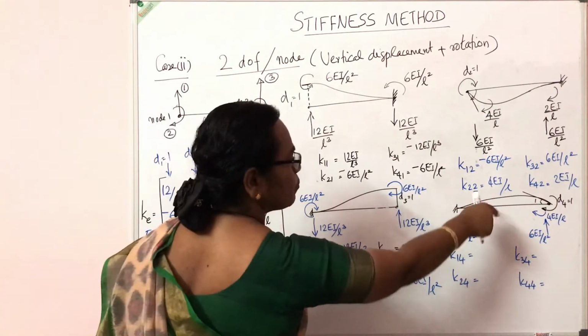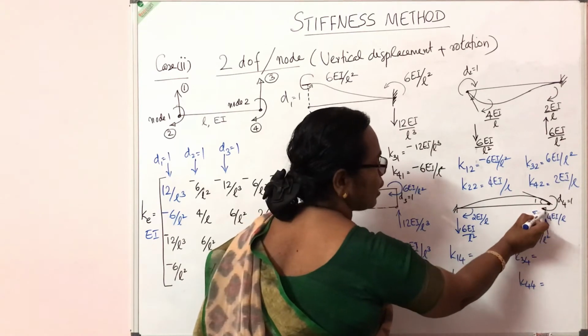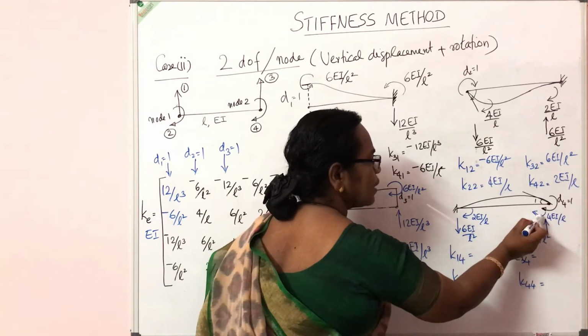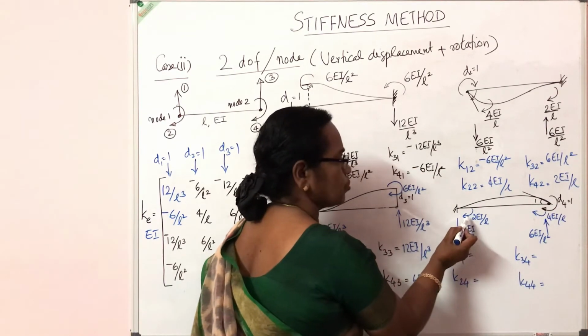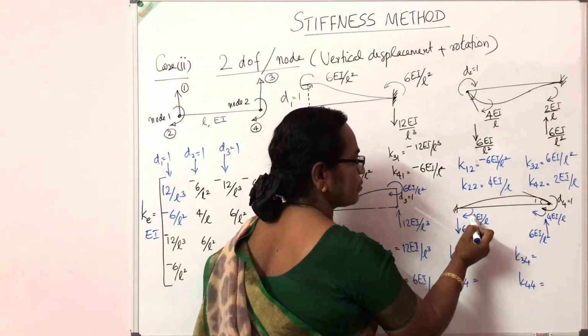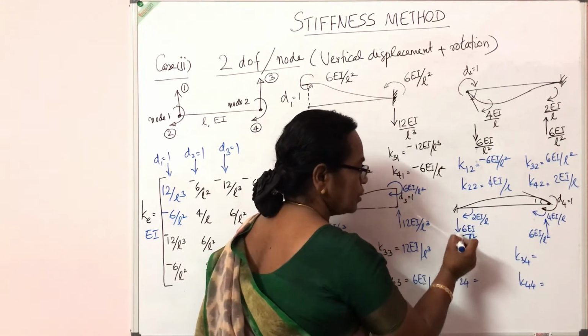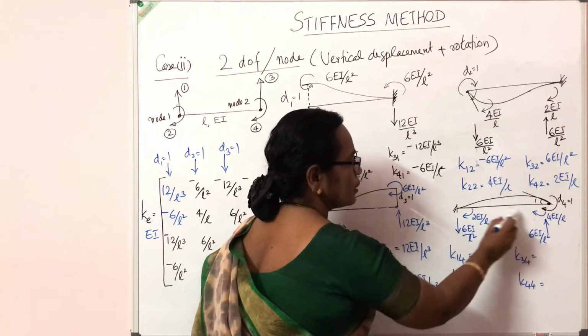Next you give D4 equal to 1. By giving D4 is equal to 1, fix the other end. The moment here is 4 EI by L, the moment here is 2 EI by L, totally clockwise 6 EI by L. So anti-clockwise couple, left down and right up. These are the forces developed.